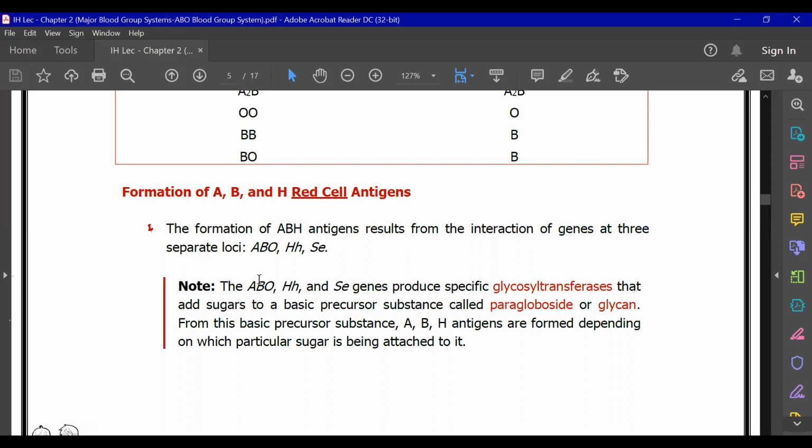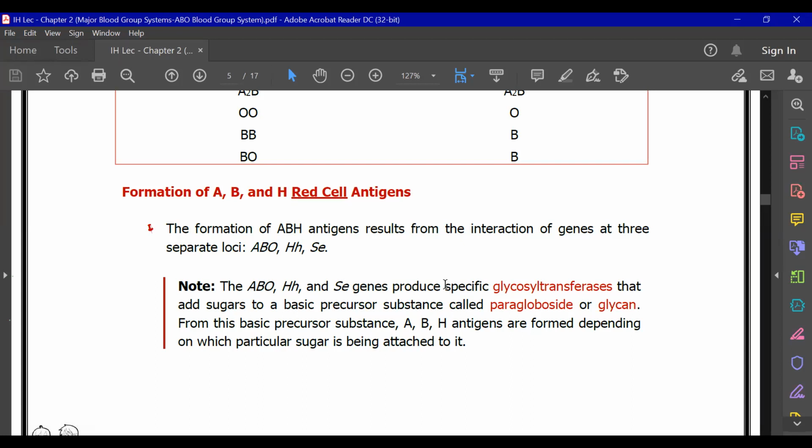So, these three genes, the ABO, the HH, and the SE genes, produce a specific protein which is called glycosyl transferase. Di ba sabi natin, balik tayo dun sa genetic principle.